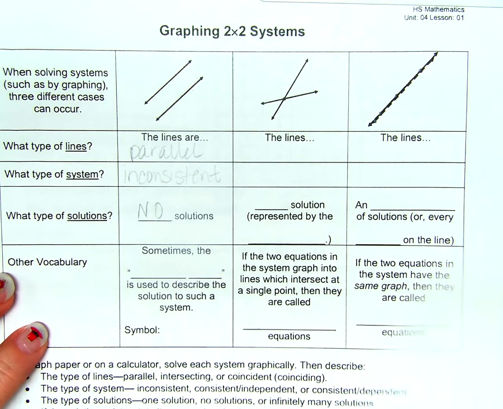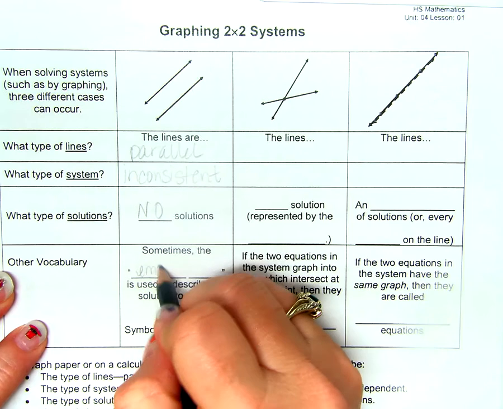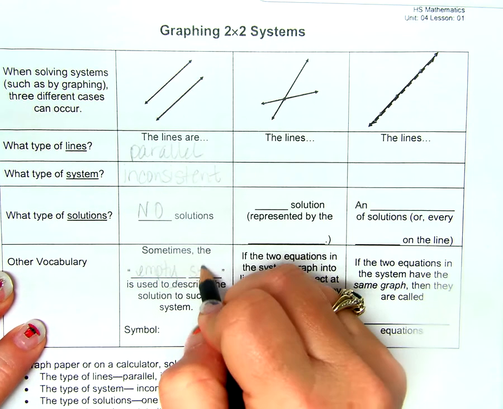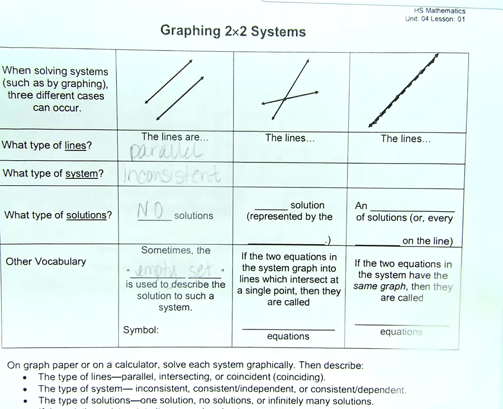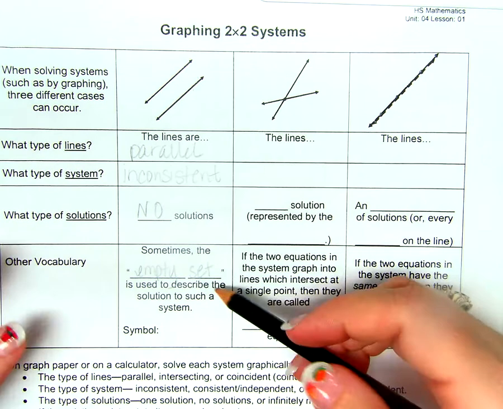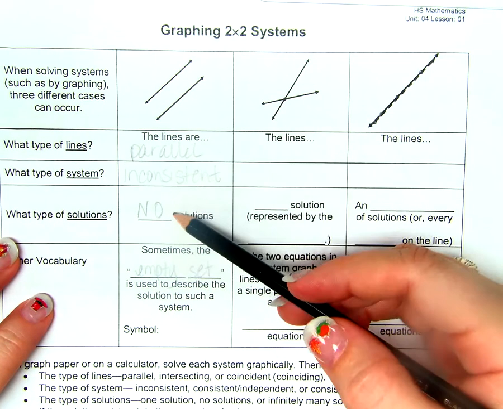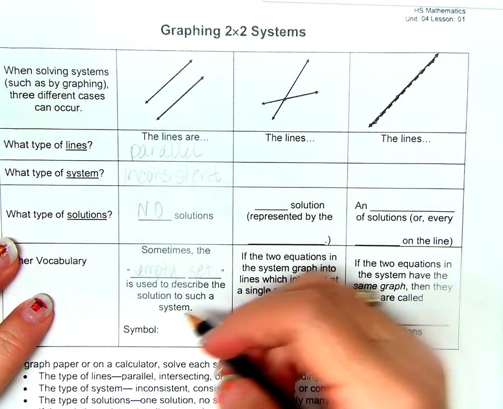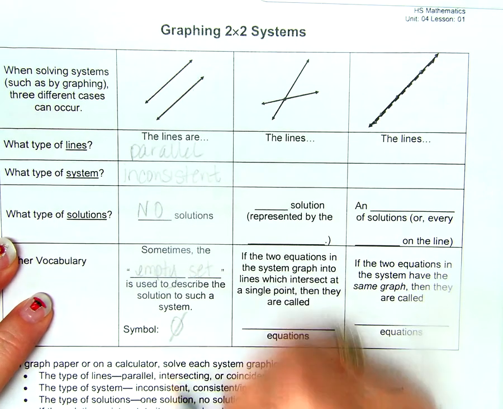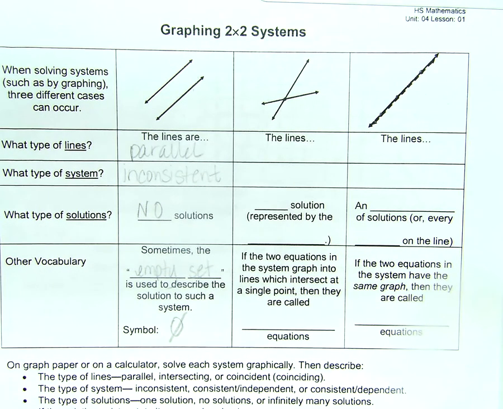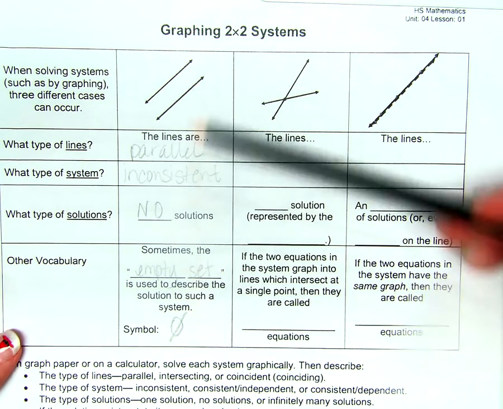Sometimes the empty set is used to describe the solution. So sometimes when you get situations like this, and I ask you how many solutions there are, you can just draw the empty set symbol instead of writing the really, really long answer of no solution. Okay? Are we okay with this?